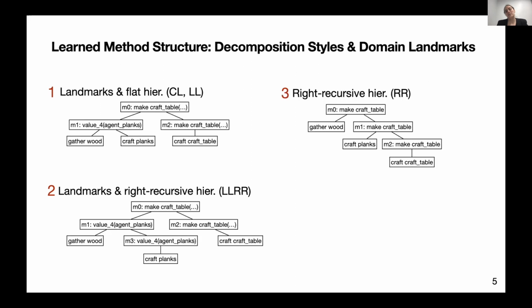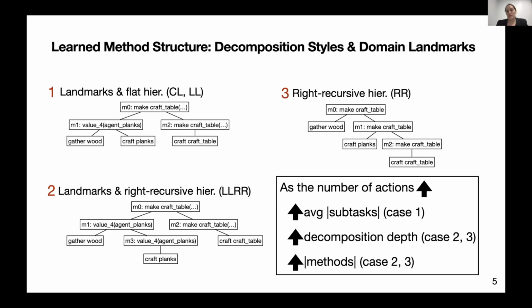We're also going to be looking at another type of structure. The RR structure that I mentioned is similar to the one learned by HTN Maker, where we always have a primitive left subtask and a compound right subtask until we reach the final subtask, of course, or until we reach the final action of the trace.